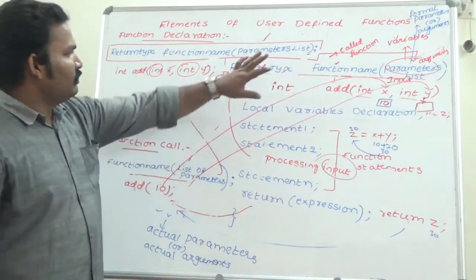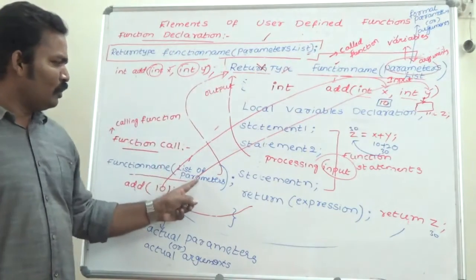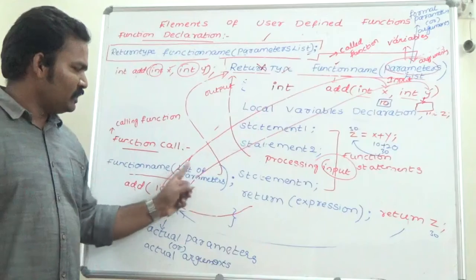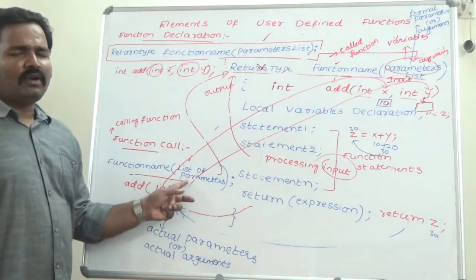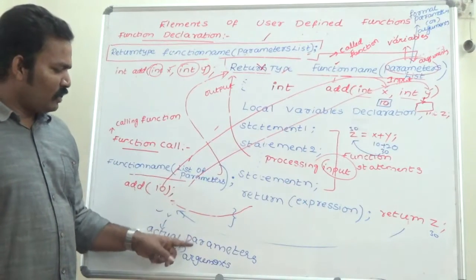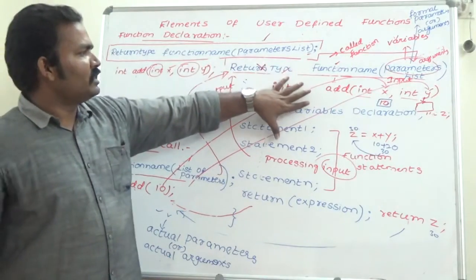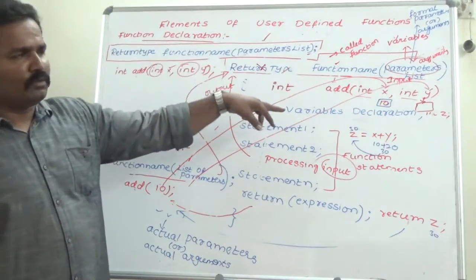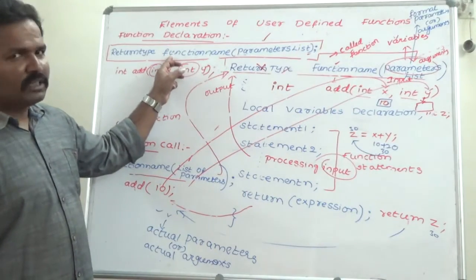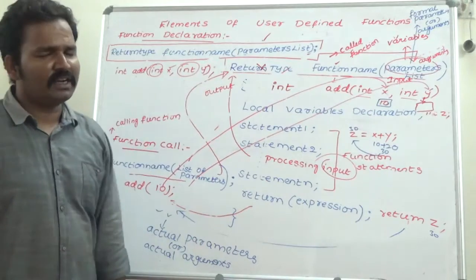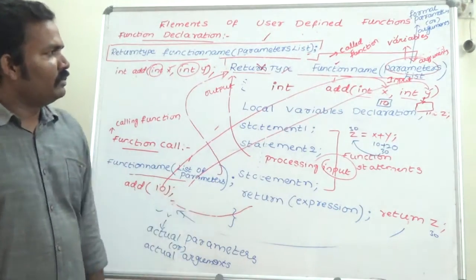Next, function call. A function can be called by using the function name followed by a list of parameters enclosed within parentheses and with a semicolon. These parameters are called actual parameters or actual arguments. Next, function declaration. Every function must be declared before it is used in a program. This is the syntax of function declaration. Function declaration does not contain a body, function definition contains a body. So clear? Thank you.